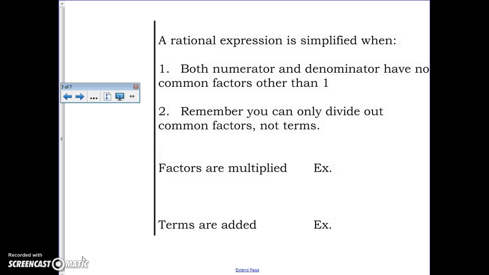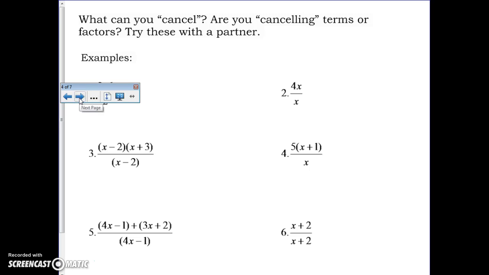These are just rules to remember. You can read these on your own, and don't worry about the examples right now. We're going to do some examples on the back side of your notes. So it says, always remember to read directions carefully. It says, what can you cancel? Canceling meaning crossing out. Are you canceling terms or factors? Try these with a partner, or you can try them on your own. You have 2 times 6 divided by 2. What can you cancel out?